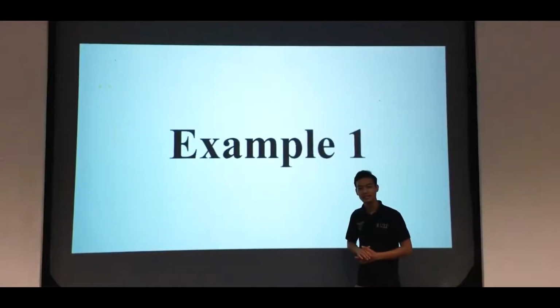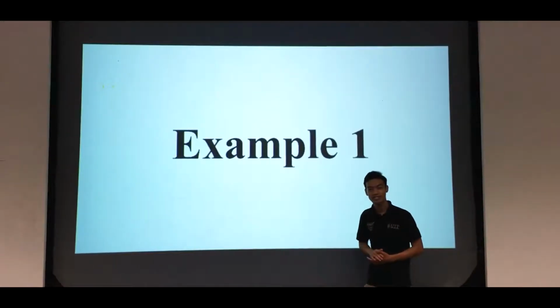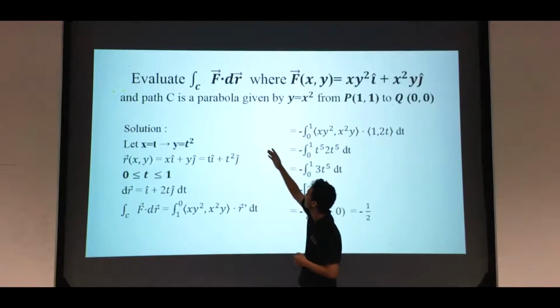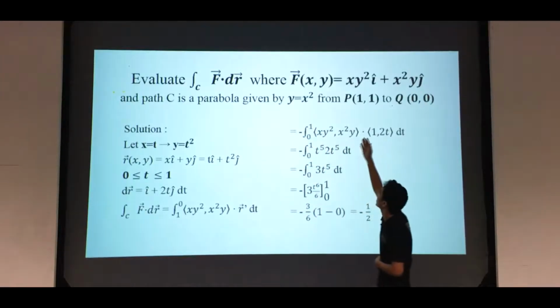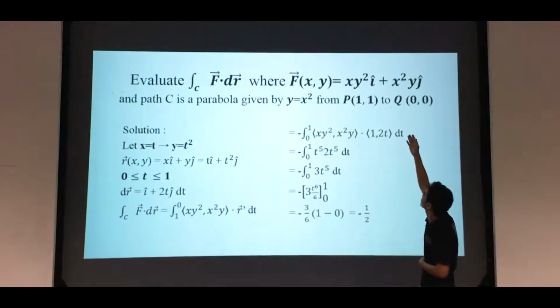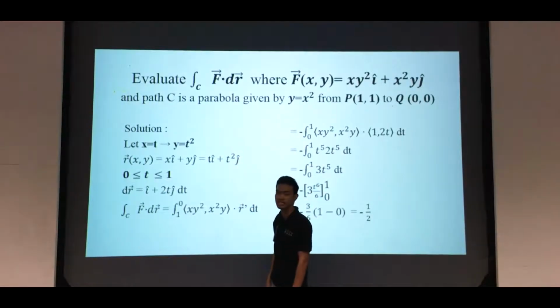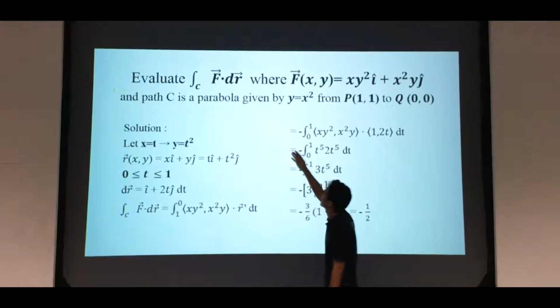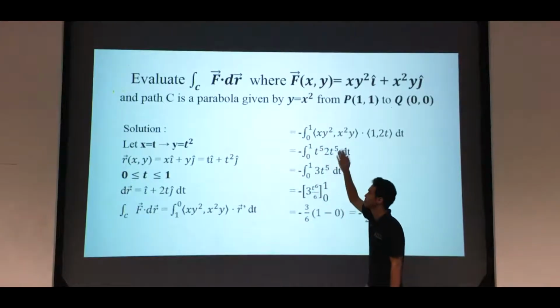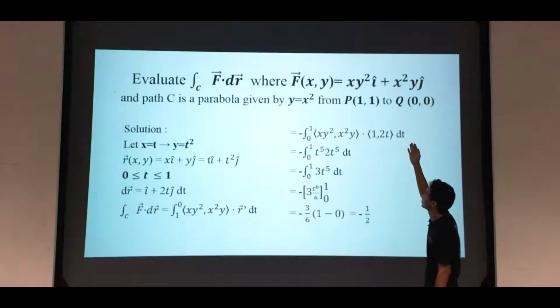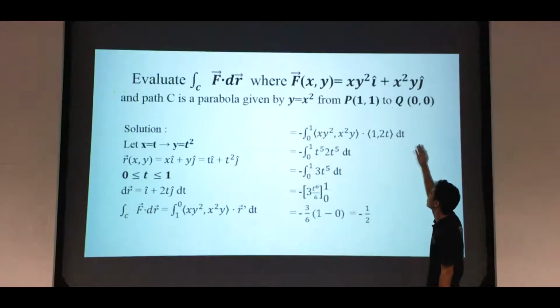I will explain a few examples and applications of the fundamental theorem of line integrals. The question is, evaluate the integral of F dr where F(x,y) equals x y squared i plus x squared y j, and the path C, which is the curve, is a parabola given by y equals x squared. This is the function, and then given two coordinates, P and Q. P is (1,1) and Q is (0,0).